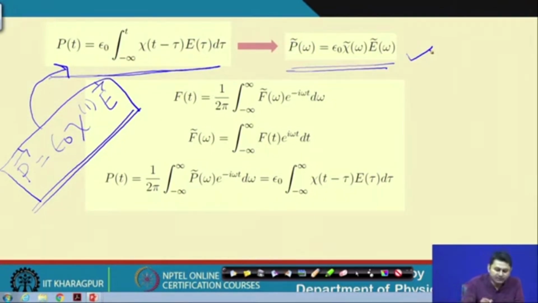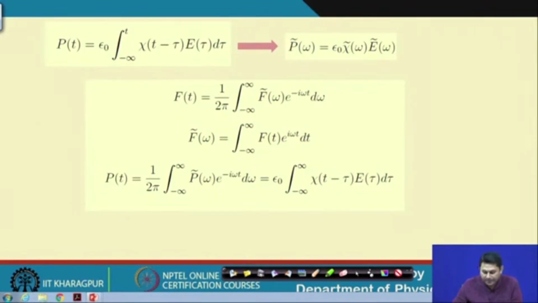So, that means whatever equation we have here in the time domain, I can rewrite this same equation in the frequency domain, and in the frequency domain the expression is relatively simpler because they are just related by multiplication, but the multiplied quantities are the Fourier components, or the Fourier transforms, of P, E and tau that we have in the time domain. So, we can prove that very easily.